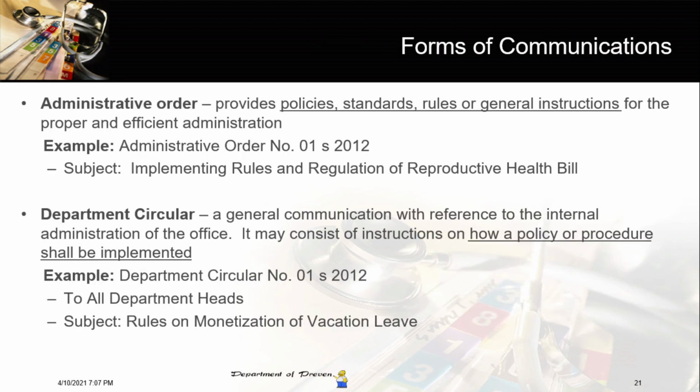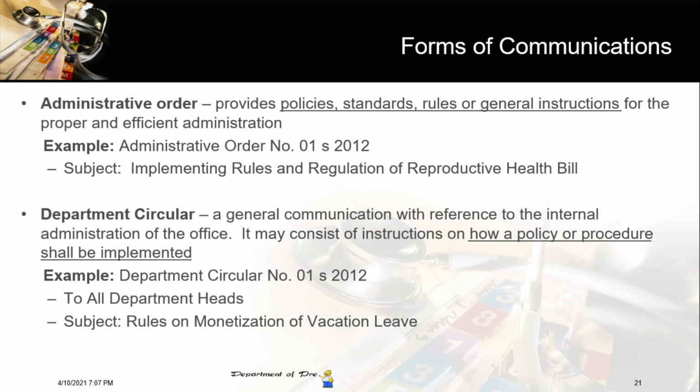There are different forms of communication that are normally disseminated to the personnel in a government agency. I underlined the words that will differentiate one from the other. I also gave an example for each. So these are administrative order, which provides policies, standards, rules, or general instructions for the proper and efficient administration. So example of an administrative order is Administrative Order Number 01, Series 2012. Subject is Implementing Rules and Regulation of Reproductive Health Bill.